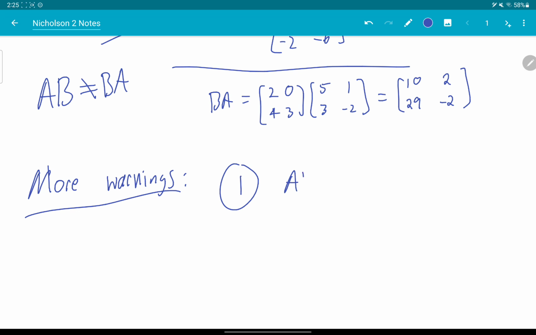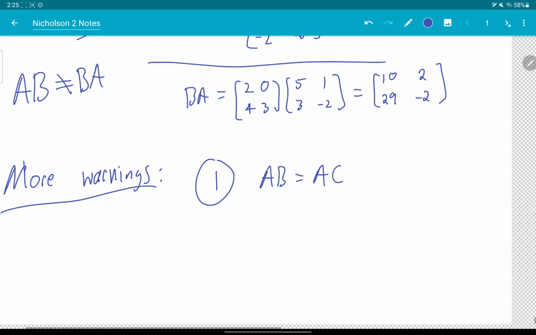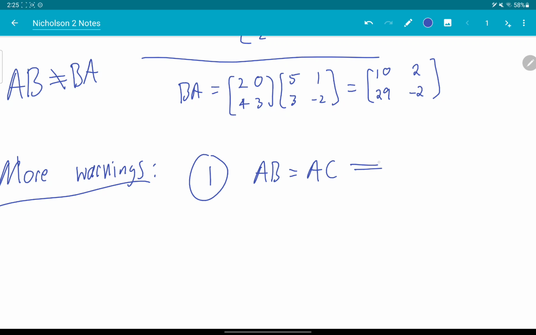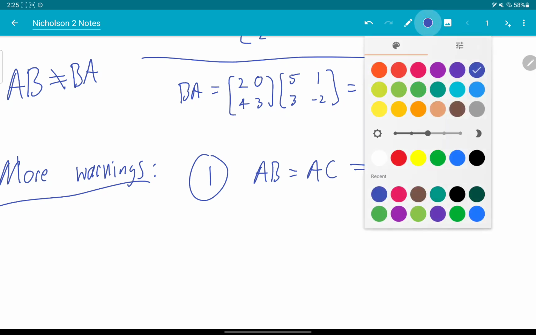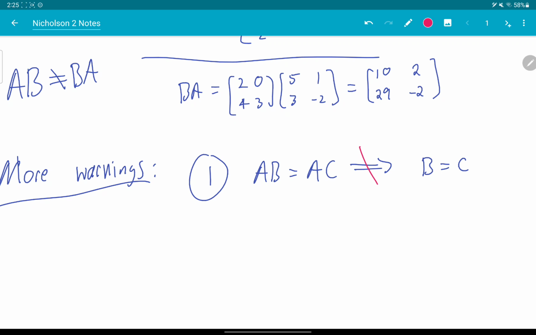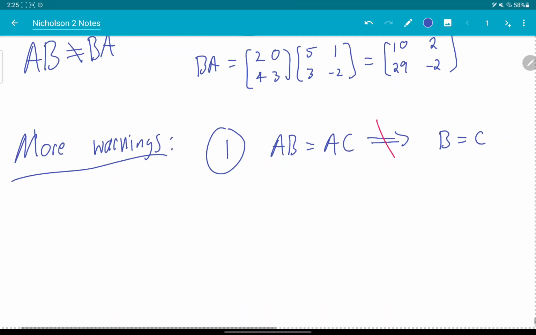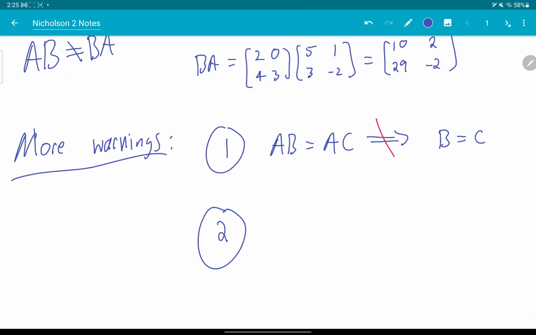1, if AB is equal to AC, that does not necessarily mean that I can cancel A. So this is not. Nope. Okay, so this is perhaps unfortunate, you'd say. You just can't cancel that A. Sometimes you can. We'll see later on under what circumstances you can cancel the A. But just in general, you can't cancel the way you would subconsciously like to.